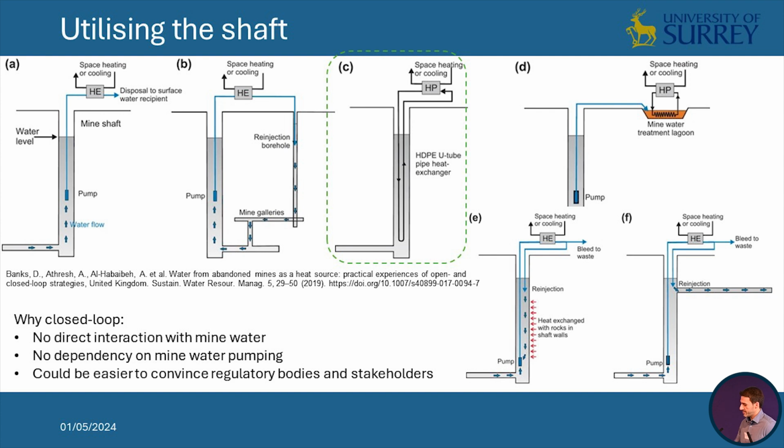So, using shafts, David Banks et al. had, and I really like this schematic, showing different ways you can use a shaft, like open loop systems, closed loop systems, or standing columns. You won't be surprised to hear that we're focusing on closed loop systems for this, even though I know there's a lot of published research that has calculated that open loop systems are more efficient. In general, they're more efficient. They can provide higher loads.